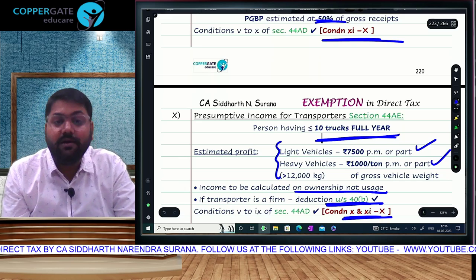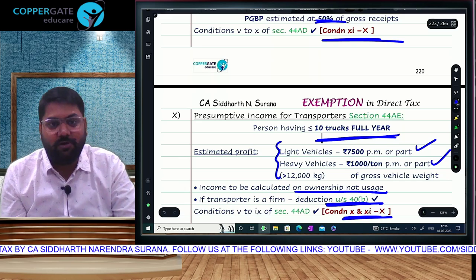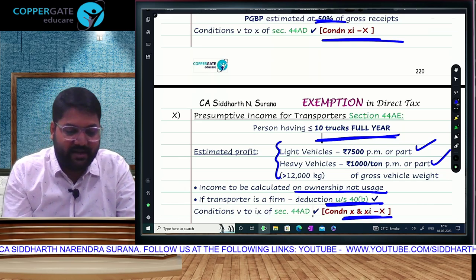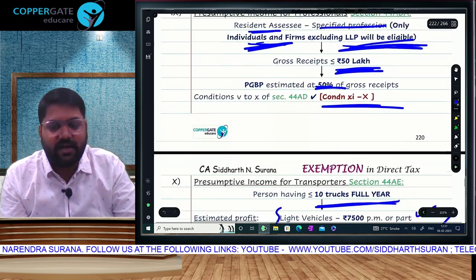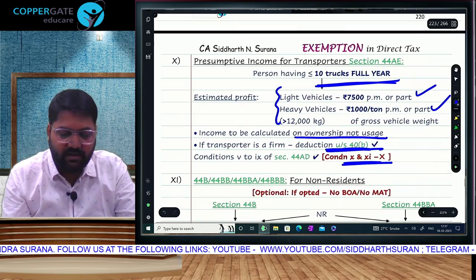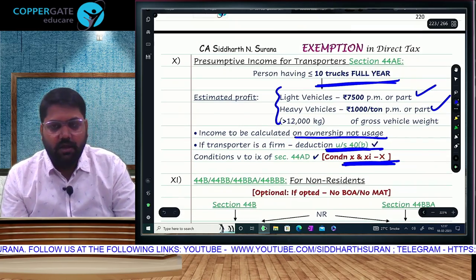Which 2 points? Here last installment nahi, all installments of advance tax will apply. Point number 10 is not applicable. So all installments and 5 year ka compulsion is not there. Otherwise all points are same. Only last 2 points are not applicable.